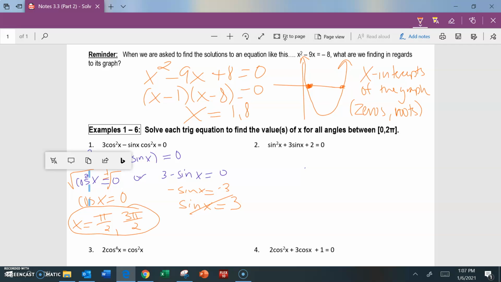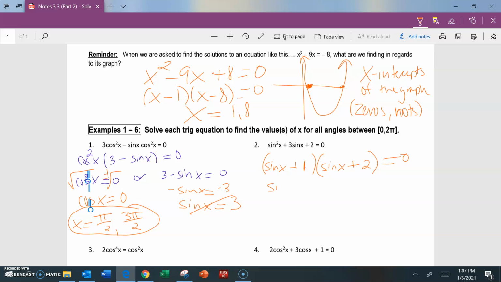Okay, all right, let's go to number 2. For number 2, we want to look for a GCF. Unfortunately, there is not a GCF, so this is more like our trinomial. I'm going to factor this, and let's see, what multiplies together to give us 2 and adds to give us 3? That's a 1 and a 2. So we have the sine of x plus 1 times the sine of x plus 2.